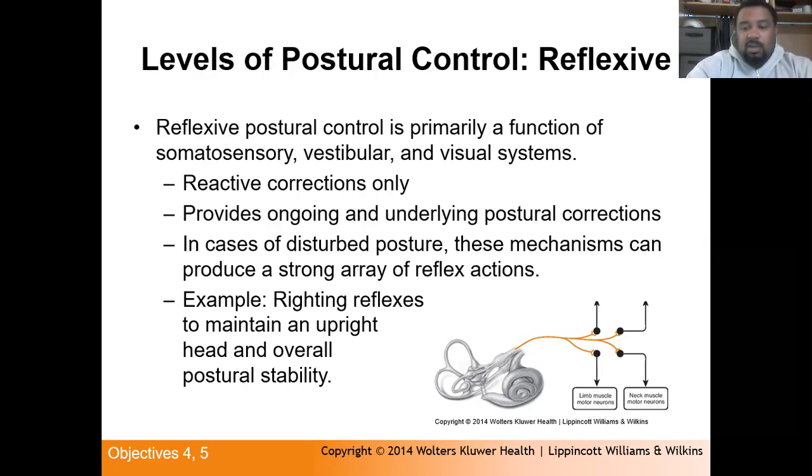It shows the steps and what the body does first to regain its postural control in certain scenarios. Right here, the example is righting reflexes to maintain an upright head and overall postural stability. It's telling you step by step the order in which the body has to regain its control. But the main thing to remember about reflexive is that it's reactive corrections only. It's reacting to something, so it is reflexive.